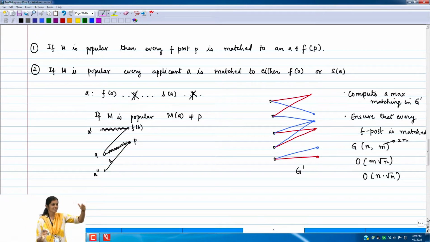Okay, so why do you say yes? It seems to say that every applicant is matched either to its F of A or S of A, so therefore it must be matched. But why do you say no? Right, but I never said that it should not be a last resort. So it can be matched to a last resort. It may not be truly matched, but it is, at least in the dummy sense, matched. It may be matched to a last resort, but it is matched.